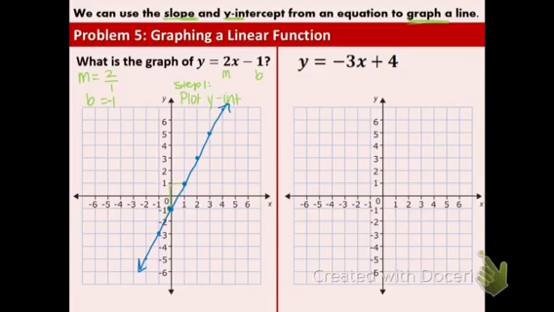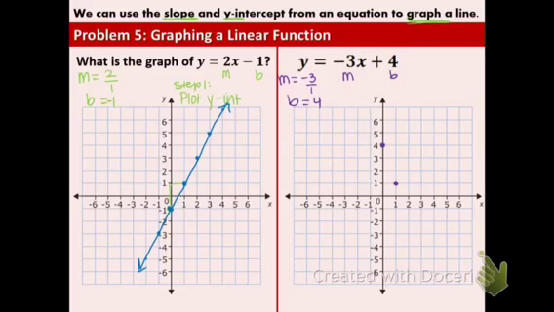Now, on the other side, we have y equals -3x plus 4. The slope is -3, technically over 1, and the y-intercept is 4. So again, first step is to plot the y-intercept, which is +4. Now, for the slope, it's -3 over 1. That means instead of going up 3, we're going down 3.